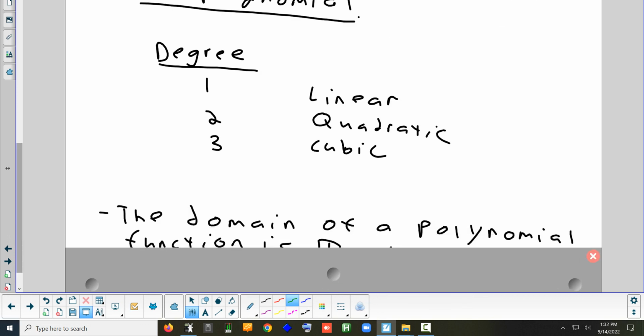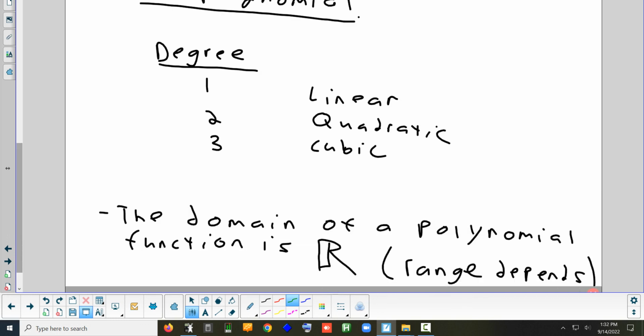Yes? Why is 2 considered quadratic? I know it's the quadratic equation, but why is it quadratic instead of quad? What would you think it should be called? Well, because cubic is the cube root or cubic something. So do you think it should be called like squaric or something? I don't know, but it makes more sense. Yeah, I don't know.